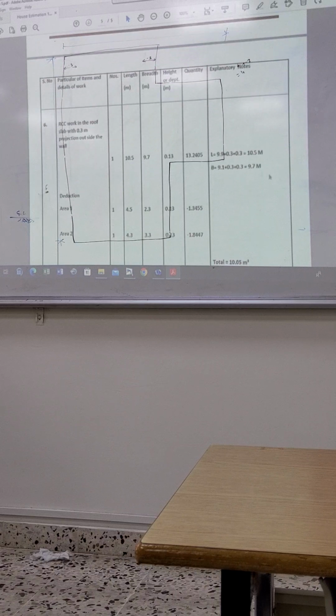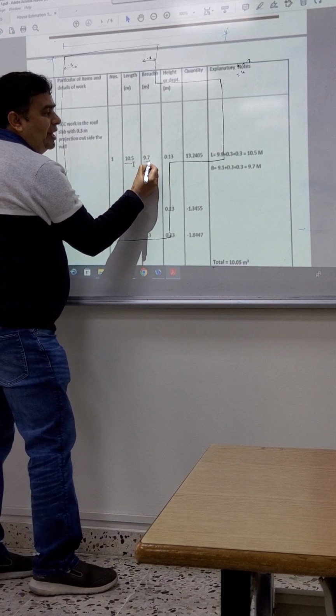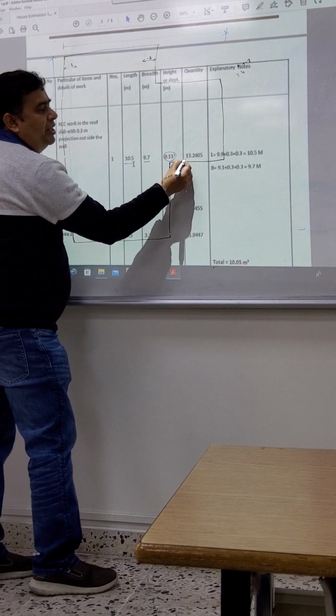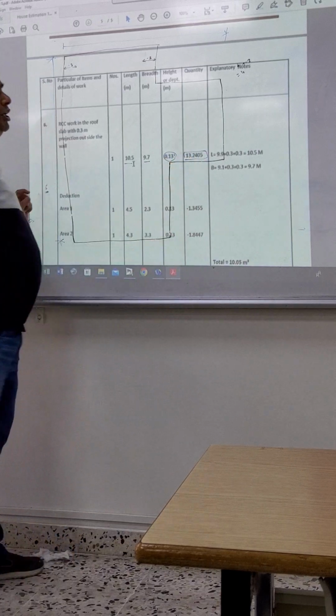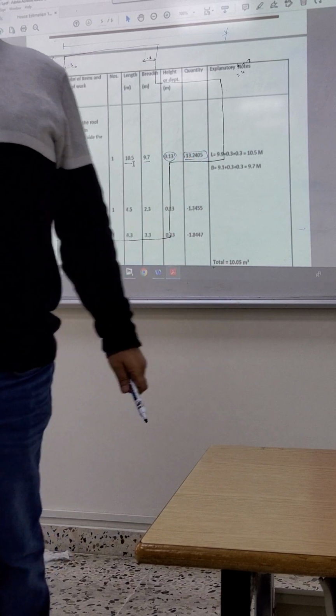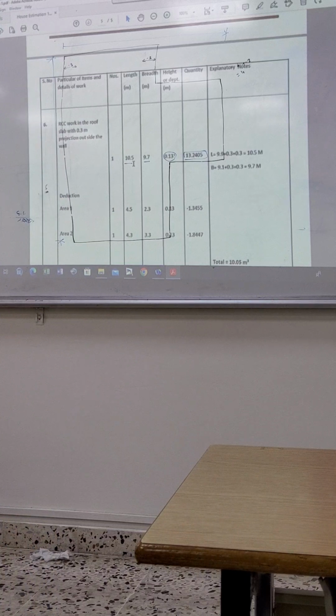I calculated here 9.9 plus 0.3 plus 0.3, that is 10.5, and 9.1 plus 0.3 plus 0.3 is 9.7. Then multiply it: 10.5 multiplied by 9.7 multiplied by 0.13 gives 13.245 cubic meter of concrete, but it is the whole area. Then you have to deduct it. This is easy. Otherwise, if you take one room separately, you will be confused.